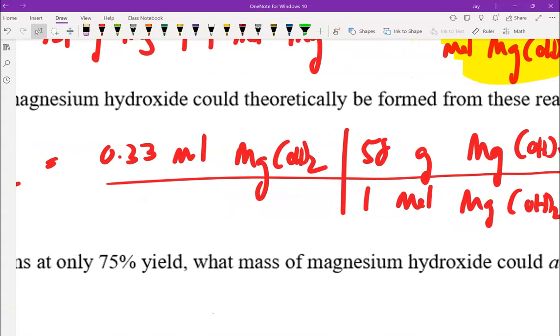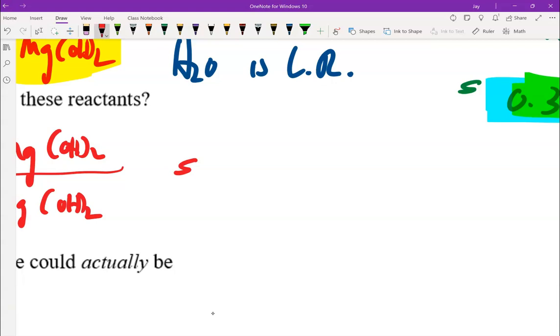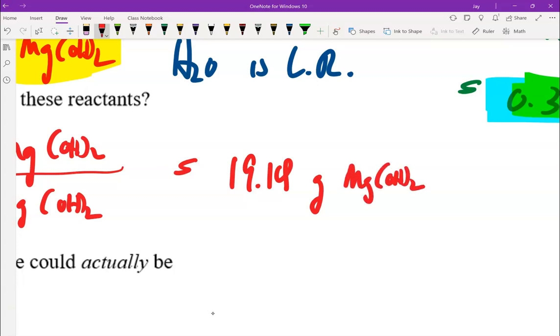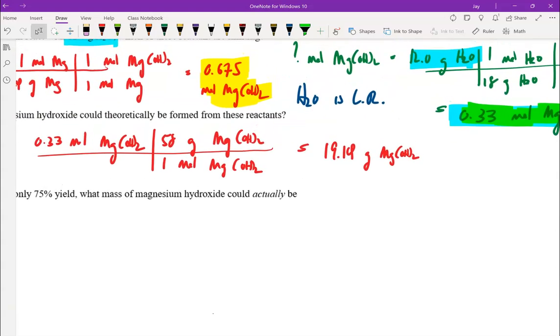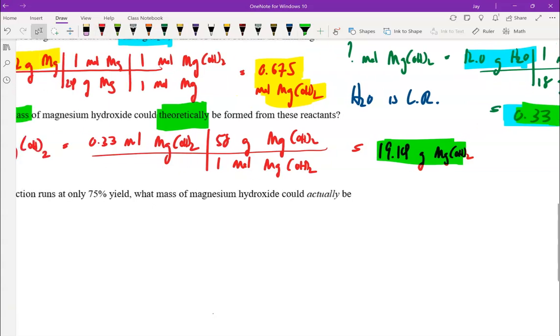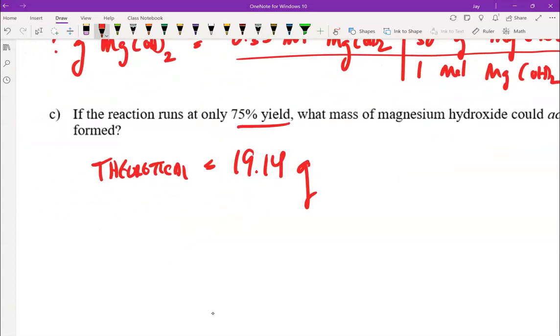So I'm going to say 0.33 times 58. What's the maximum amount of magnesium hydroxide I can get? 19.14 grams of magnesium hydroxide. You're almost done. All right, right there. This is the theoretical amount of magnesium hydroxide you can get. It says, theoretically, it says it right there. That means that our theoretical yield is 19.14 grams. But it says the question only runs at 75%.